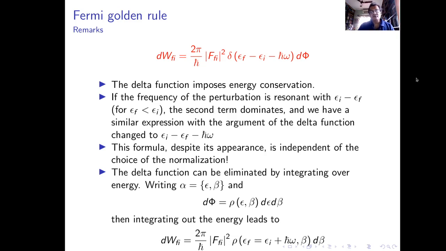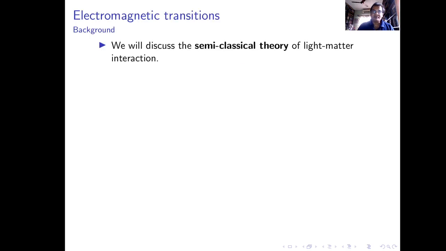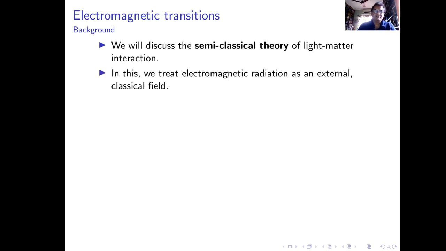Armed with the Fermi Golden Rule, what we will do in the next lecture is we will discuss the interaction of light with matter. In particular, we will be discussing the semi-classical theory of light-matter interaction. Now, what does the word semi-classical mean in this context? It simply means that we are going to treat the atoms or matter involved using quantum mechanics, but at the same time treat the light coming in as an external classical electromagnetic field.